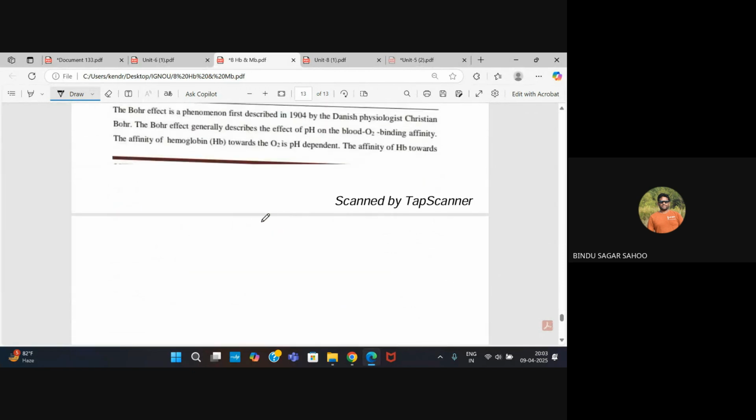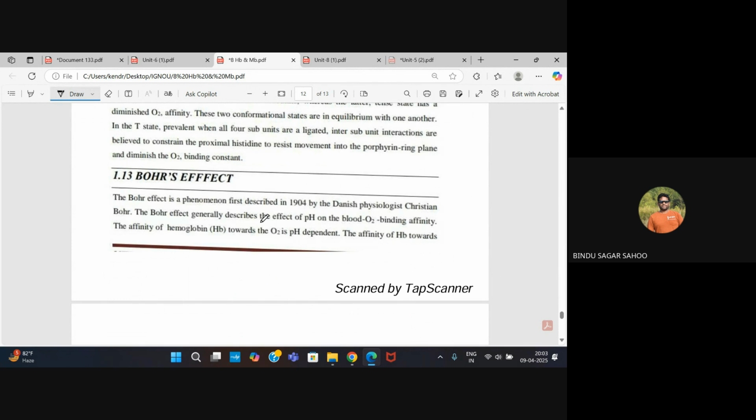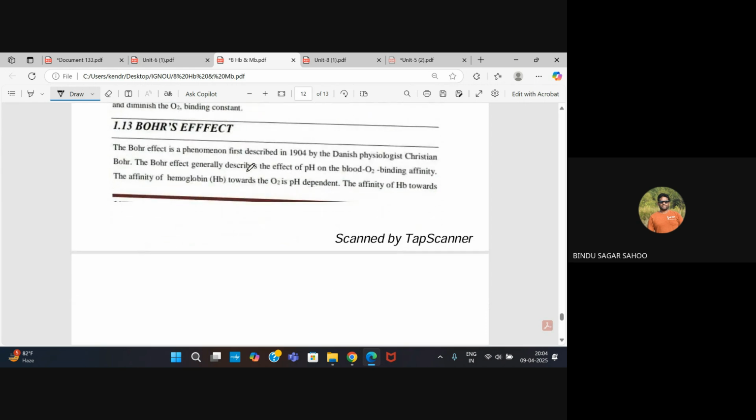Okay, so another effect is called the Bohr effect. Bohr's effect is particularly the pH effect. When the pH of the blood decreases, or it goes to an acidic medium, then the binding tendency of oxygen with hemoglobin decreases, or the affinity of hemoglobin, or you can say the affinity of myoglobin also, decreases when the pH of the blood is low. In acidic medium, the binding tendency of hemoglobin and myoglobin with oxygen is very, very low. This is called Bohr's effect.